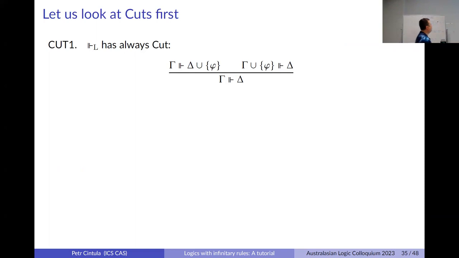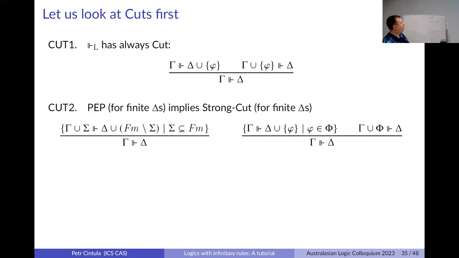Let us explore cuts. This logic always has the simple cut, the way we define it. It's very easy to see. I will not go into details. Okay, now I can use this. And PEP implies strong cut. The pair extension property implies we have a strong cut. This is true in general, but it's true in this particular setting. So we know PEP implies strong cut.